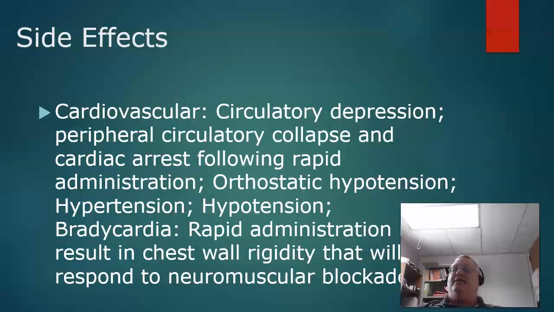And the other one is if you give it too fast, you can get chest wall rigidity, which will not respond to a neuromuscular blockade. So when you're giving fentanyl, slow. Give it slow. You don't want to freeze up the chest.